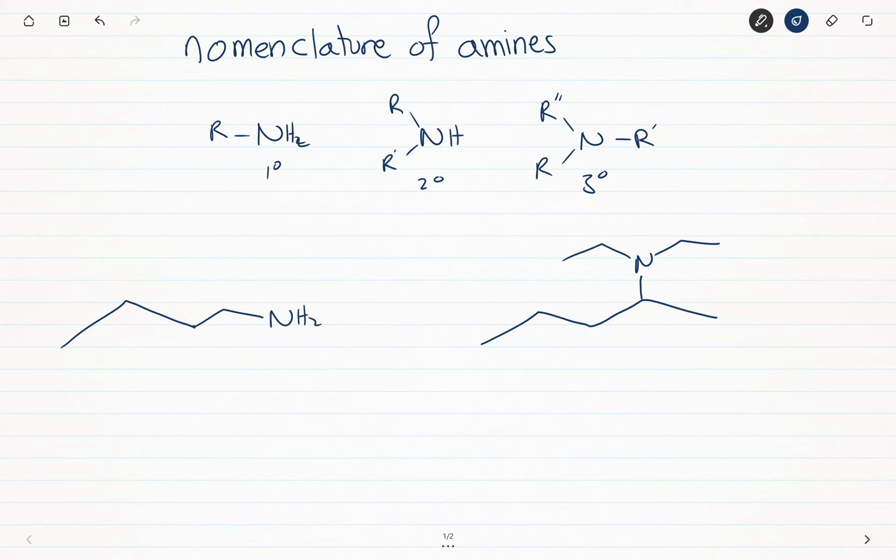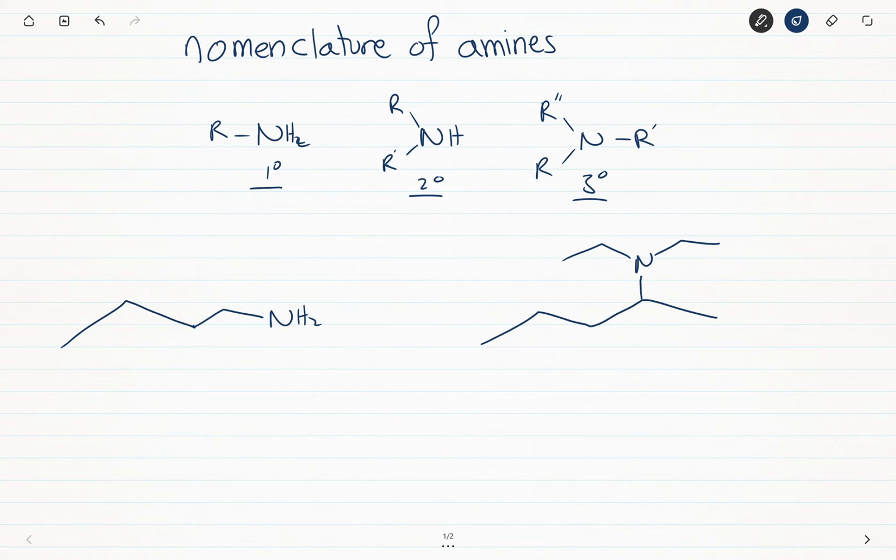And so we can see here we have a primary amine when only one hydrocarbon chain is attached. We have a secondary amine when there are two hydrocarbon chains attached. And we have a tertiary amine when there are three hydrocarbon chains attached.